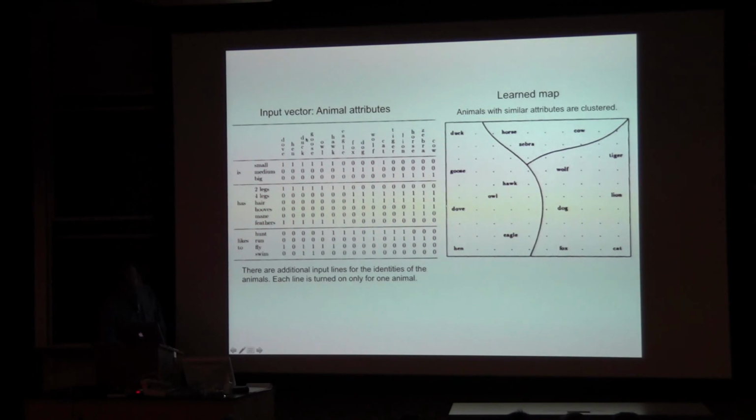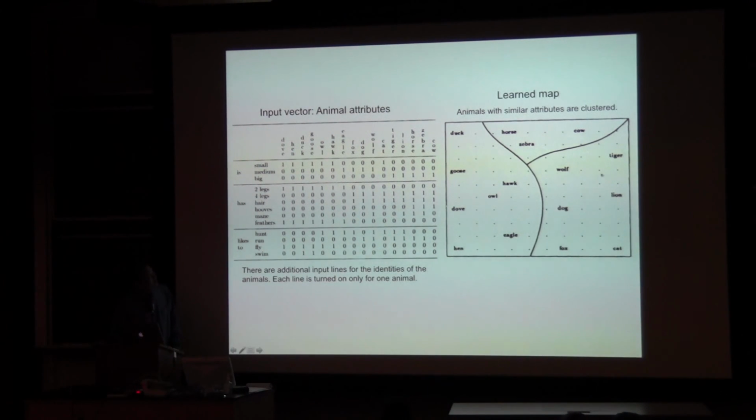So for each animal, you have a vector, the feature vector, right? This is a high-dimensional vector that represents this animal. And there is additional input that is not shown for the identity of the animal. So you use these kinds of inputs, and you use a self-organizing map, so that in the beginning you have a bunch of weights to weight each of the features, right? In the beginning, a random cell will be activated during this learning cycle.